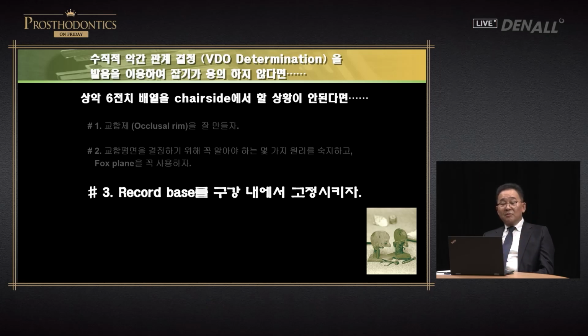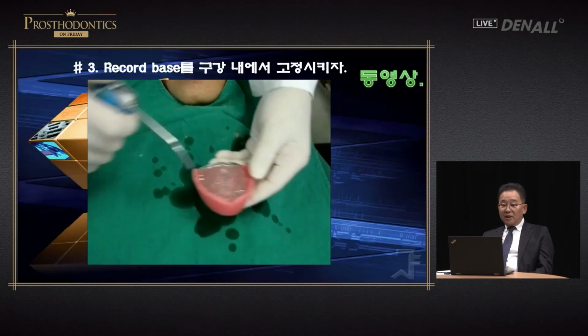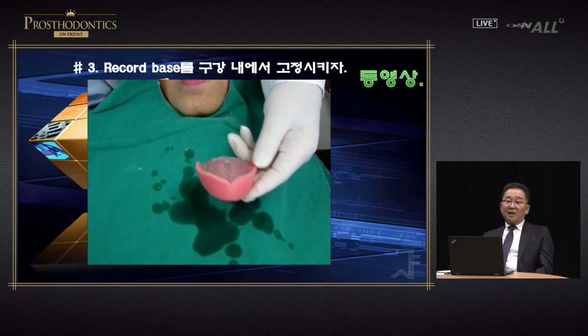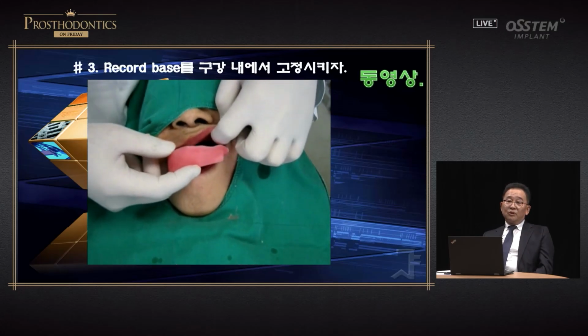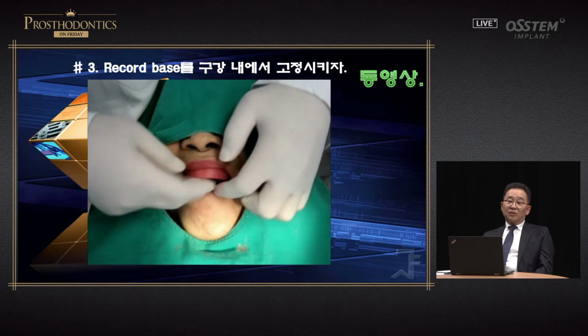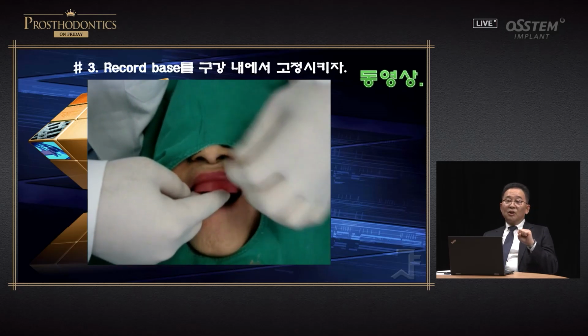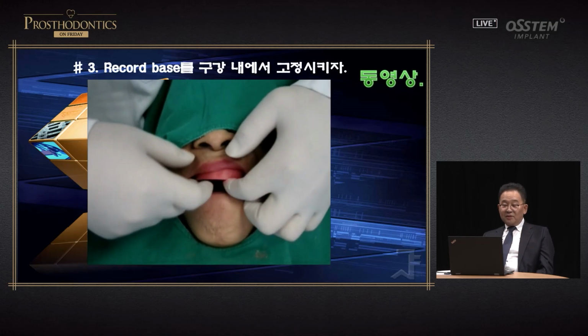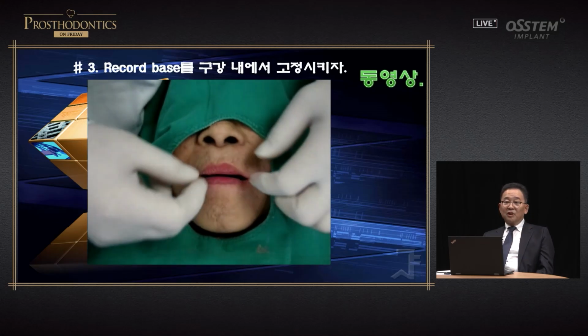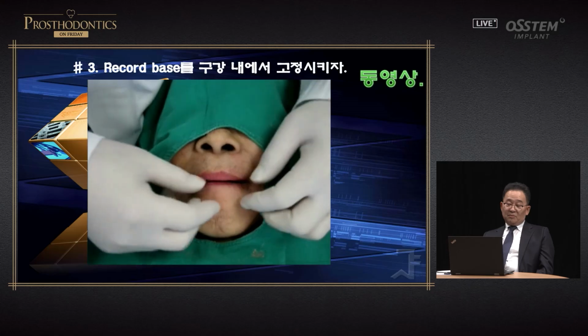Occlusal rim, when you fabricate it, you use wax and undercut to block out on the record base itself, so at times it is not easily fixated intraorally, so you spray some water. If you do different steps, at times it can fall easily off. The occlusal rim can fall off easily.